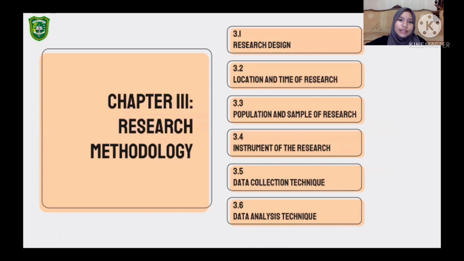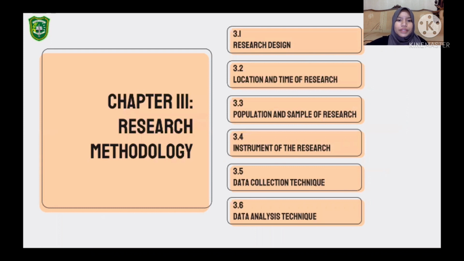Next, 3.2, Location and time of the research. This research is conducted at Universitas Islam Riau, located on Kaharudin Nasution Street, number 113, Simpang 3 Bukit Raya, Pekanbaru City, Riau. The study will begin in April 2021 until May 2021. 3.3, Population and sample of the research. The population in this research will be the 6th semester students of English Language Education of FKIP UIR Academic Year 2020-2021.